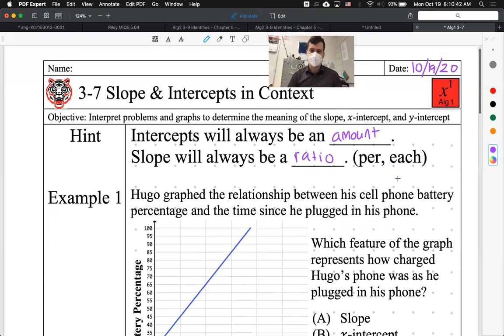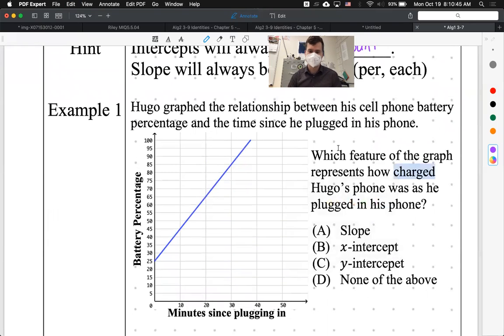Let's see this one. I used students from last year in this question. Example number 1, can someone read for us, please, with a quiet raised hand? Diego, go for it. We will graph the relationship between his cell phone battery percentage and the time he plugged in his phone. Which feature of the graph represents how charged his phone was as he plugged in his phone?